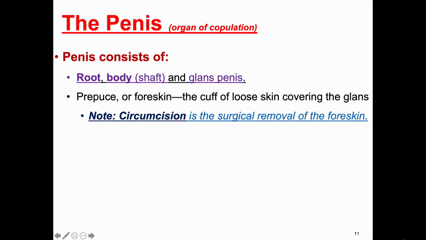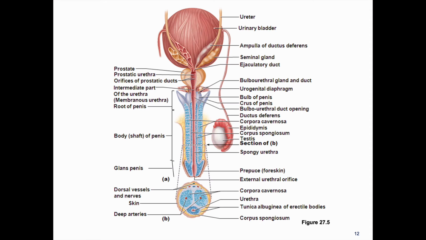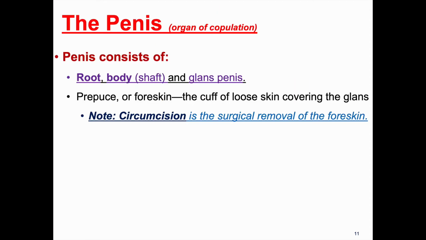Okay, coming to the copulatory organ, the penis, it has the root, body and the glans. Okay, so the prepuce or the foreskin is a loose skin covering the glans, and circumcision is surgical removal of the foreskin. Okay, so now I will show you these different parts of the penis.